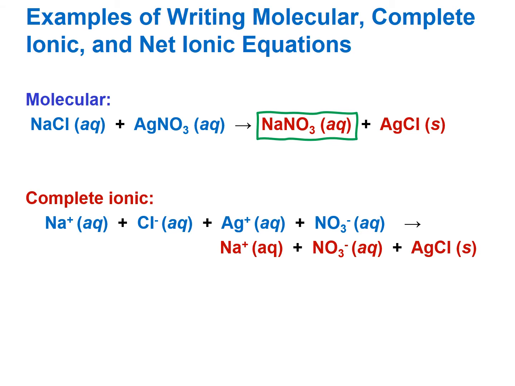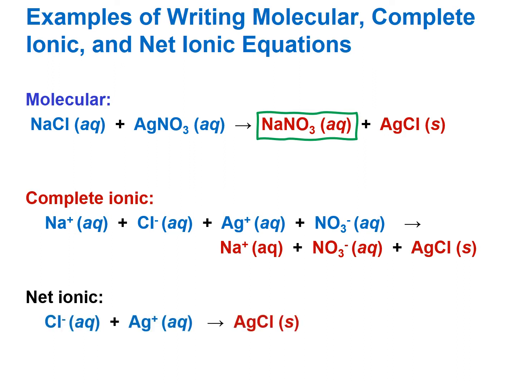And if we got rid of our spectator ions on both sides of the equation, we would then end up with our net ionic equation. So these are the three ways to express what's happening in your vat.